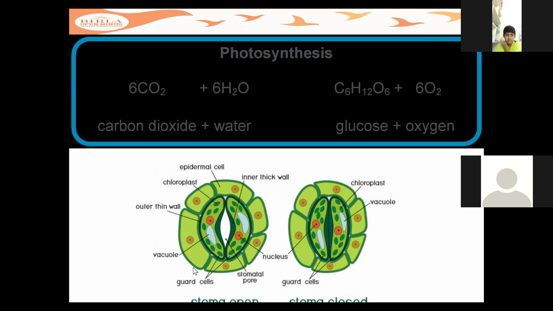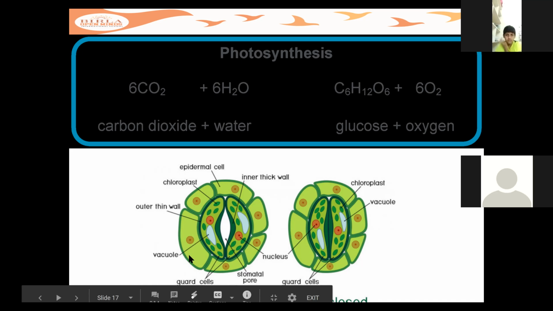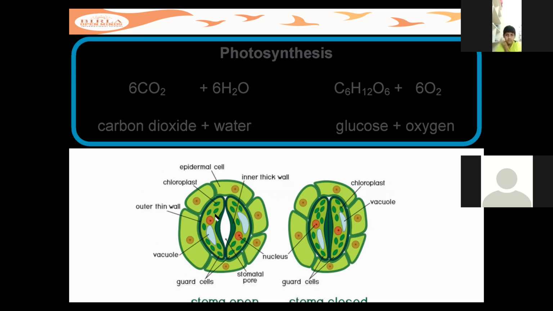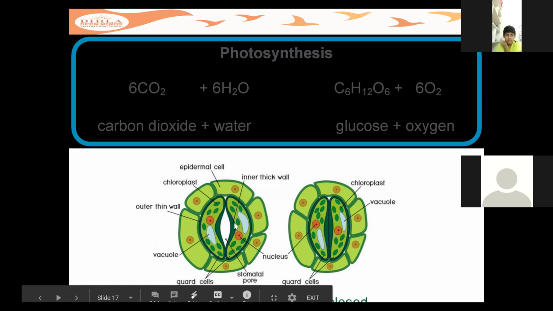So what is the structure? What are the different parts present in the stomata? They are the guard cells, which you can see here. And inside are the green colored structures, which are called chloroplasts. And this is the epidermal cell. This is the inner thick wall. Vacuoles are there, guard cells, stomatal pores, and here in the middle of both the guard cells you can see the nucleus, the red colored nucleus. So this is the structure of a guard cell.